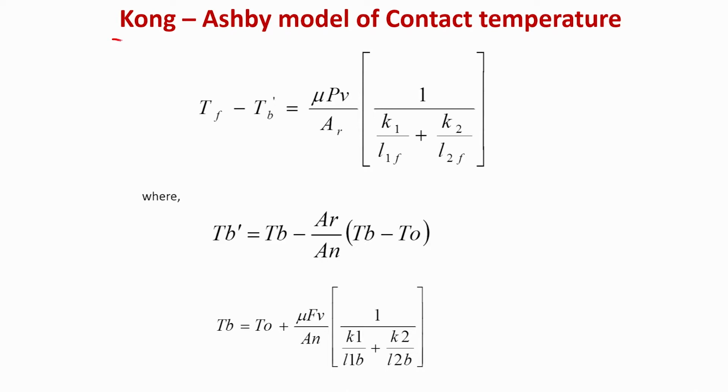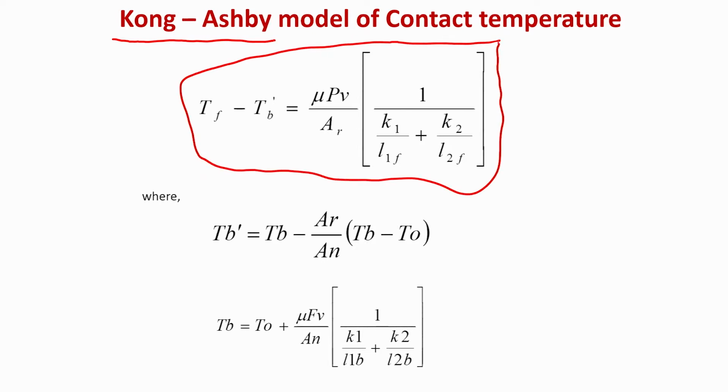There are several models that are available. One of the models is called the Kong-Ashby model. Mike Ashby was a professor at Cambridge University. What they proposed is the flash temperature Tf. What is flash temperature? There are two temperatures that are important. One is called flash temperature.